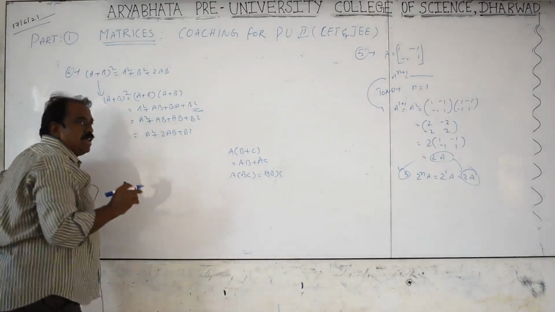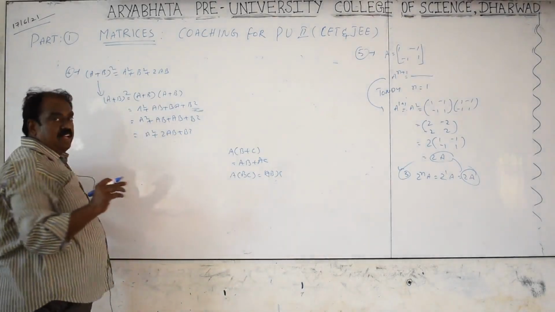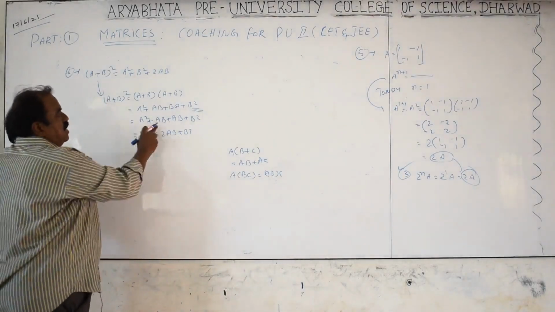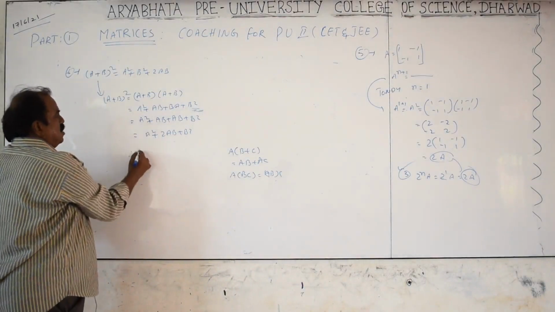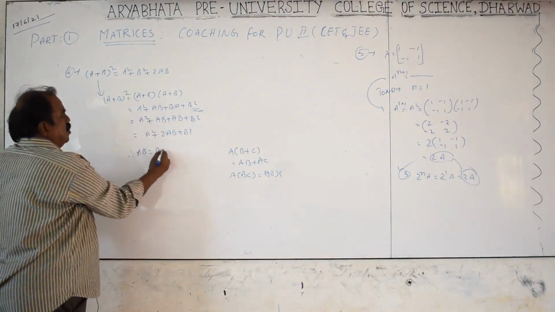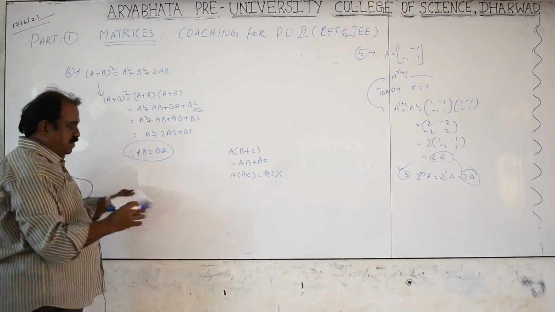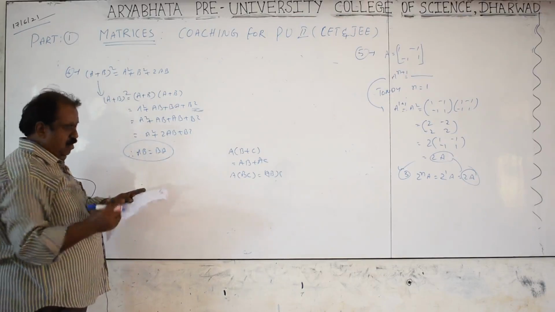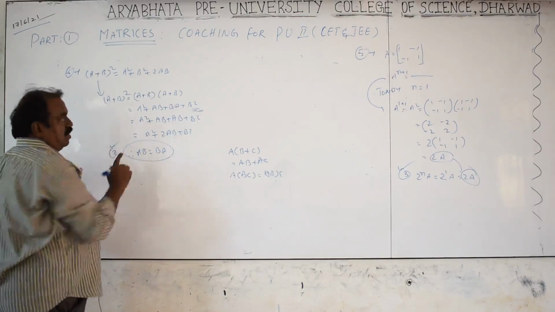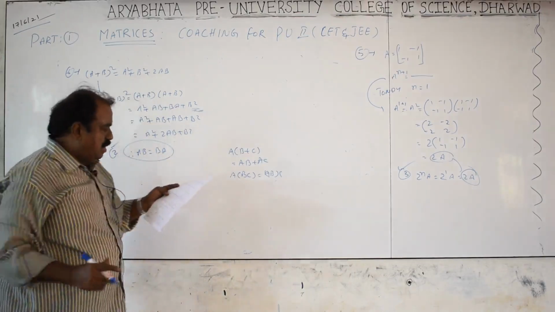So actually matrix multiplication doesn't follow the commutative law. But here it must follow. That means AB is equal to BA. So that option is there, the second option. Okay, that is the thing. Next.